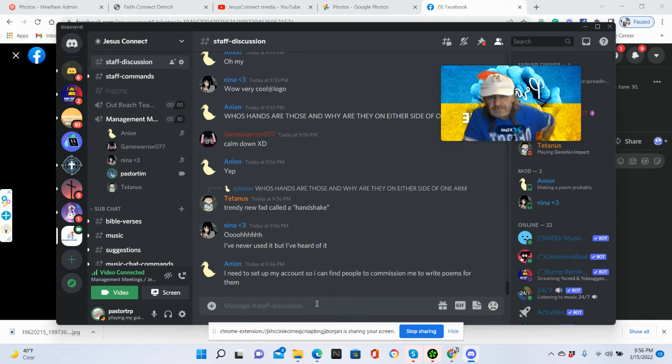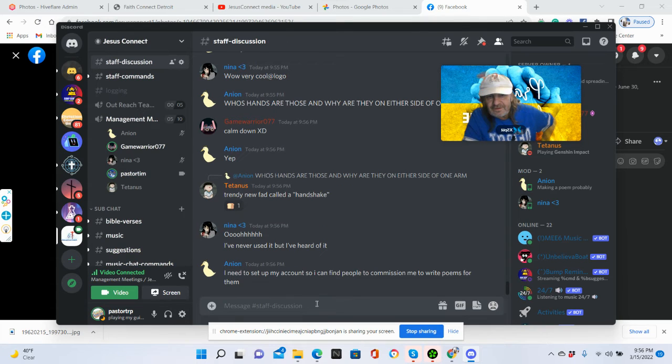Handshake. In case you were trying to make a good point, he was saying, "Whose hands are those? And why are they on either side of one arm?" Yeah, well, that's what's so creative about it. Oh, that's good. He's pretending that the blue part where it says she's connecting, whatever that word is, I can't say evangelism. Yeah, there we go. That's a part of the arm. Yeah, that's an arm. Okay, gotcha.